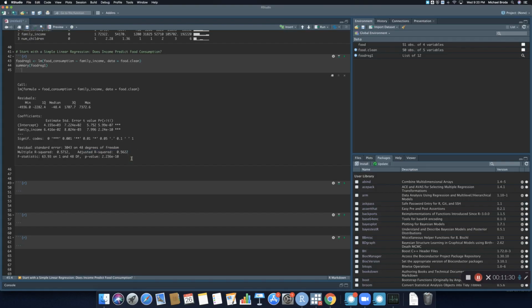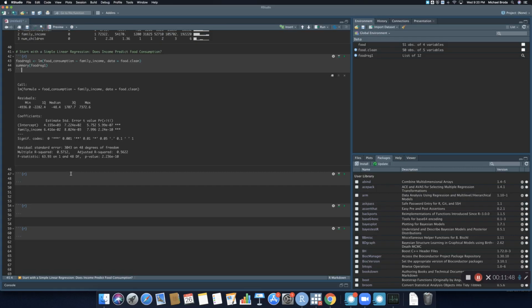So what this means is that family income as a predictor explains about 56% of the variability in food consumption. So that's pretty big. Over half of the variability in food consumption here is explained by the amount of income a family makes. Alrighty, so that was a sort of a slow dive, but I really wanted to make sure we understood all the components that go into the output.